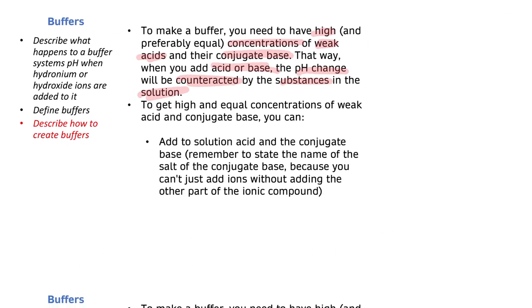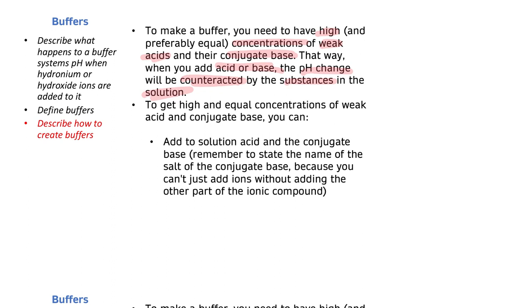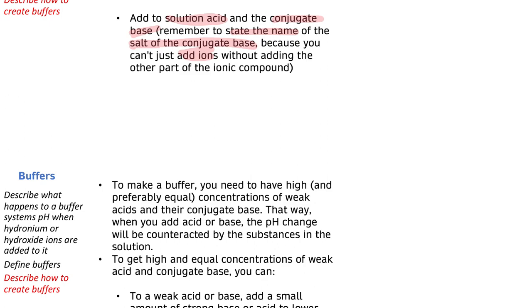Okay, so here we go. That's what it says. Add a solution acid and its conjugate base. Remember to state the name of the salt of the conjugate base. So you can't just say I'm adding in ethanoate ions. You've got to add in some sort of sodium ethanoate or potassium ethanoate, because you can't add ions by themselves. Okay, so add to a solution of acid, like ethanoic acid, its conjugate base, right? The various pairings just have to be some sort of acid-base combination, right?